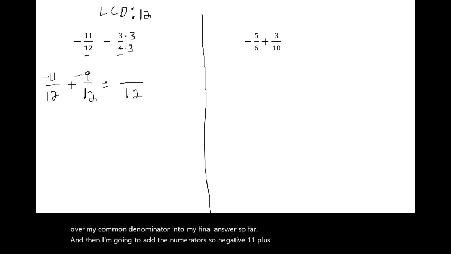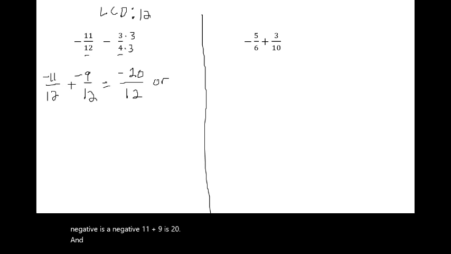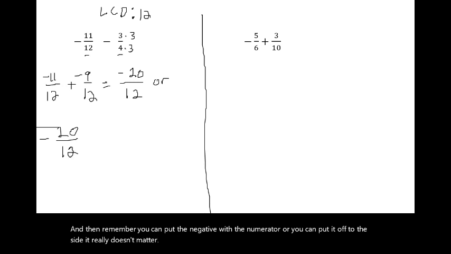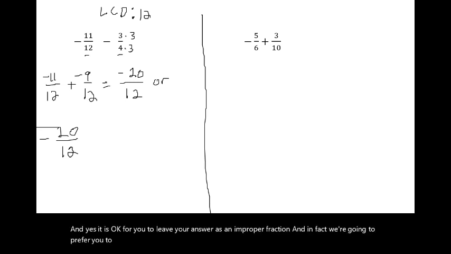A negative plus a negative is a negative. 11 plus 9 is 20. And then remember, you can put the negative with the numerator, or you can put it off to the side. It really doesn't matter. And yes, it is okay for you to leave your answer as an improper fraction. And in fact, we're going to prefer you to leave your answer as an improper fraction.